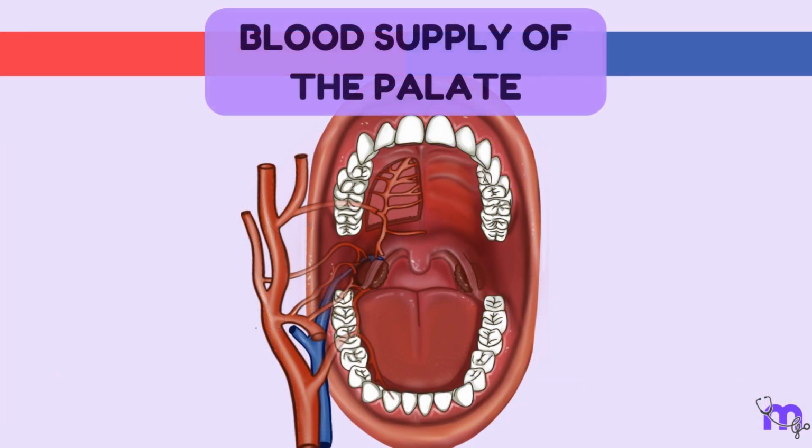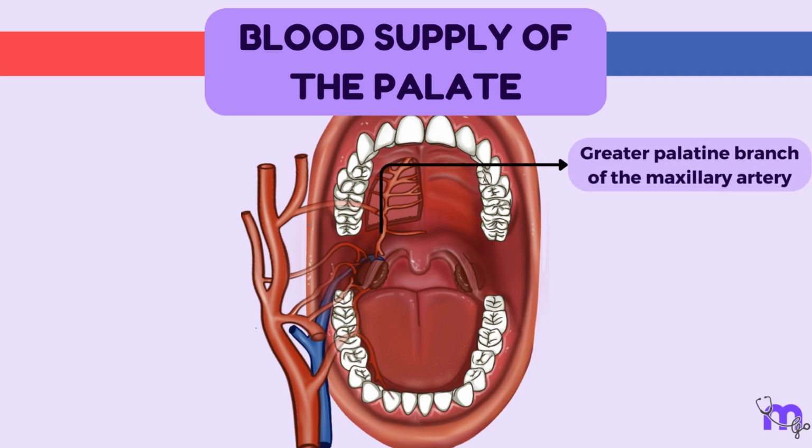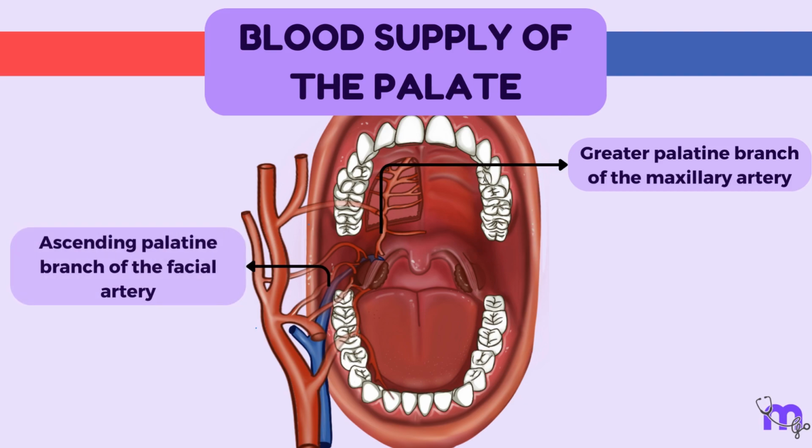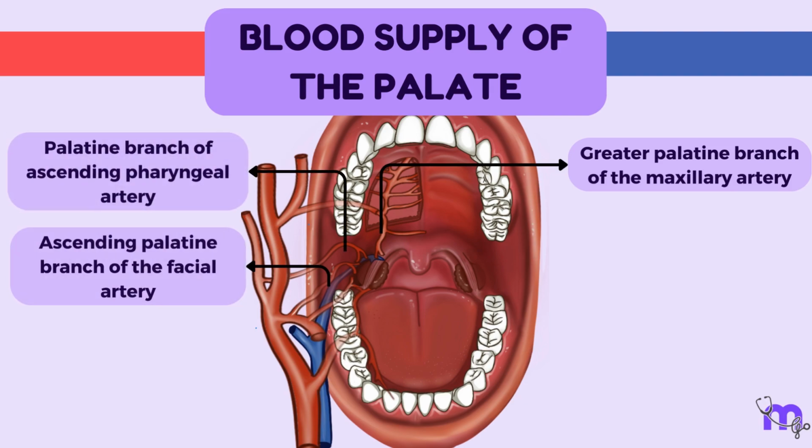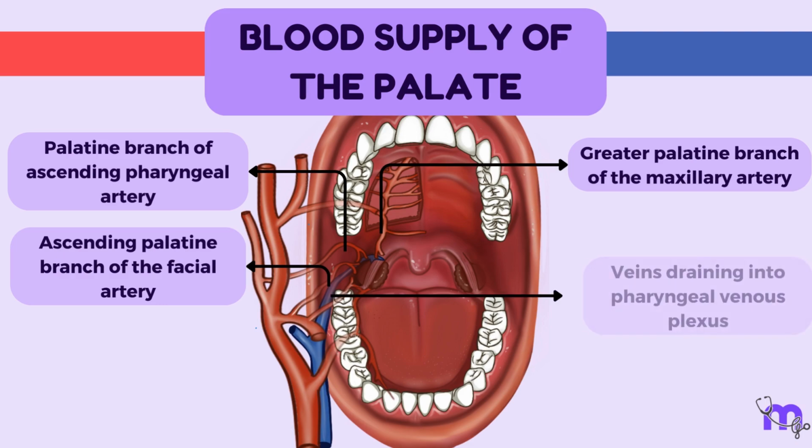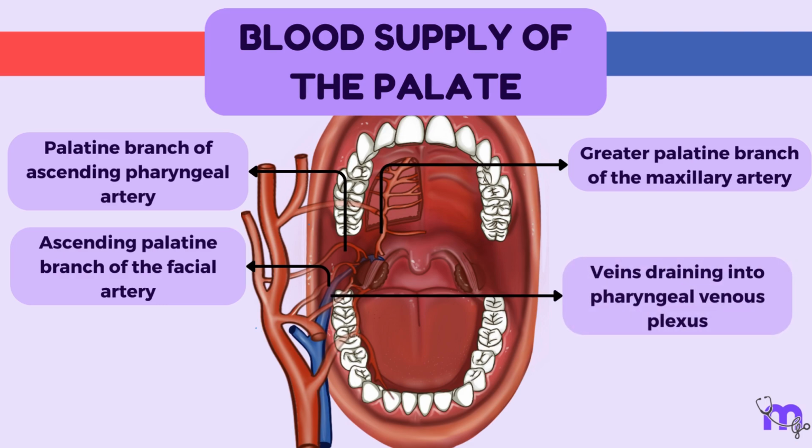Now, what about its blood supply? The arteries that supply the palate are the greater palatine branch of the maxillary artery, ascending palatine branch of the facial artery, palatine branch of ascending pharyngeal artery. The corresponding veins drain blood from the palate and empty it into the pharyngeal venous plexus.